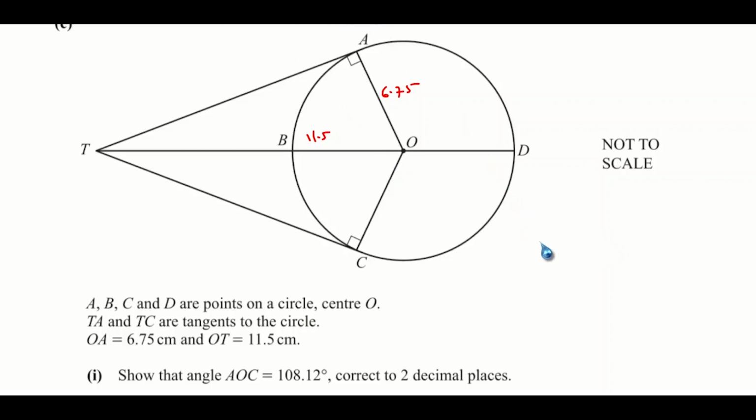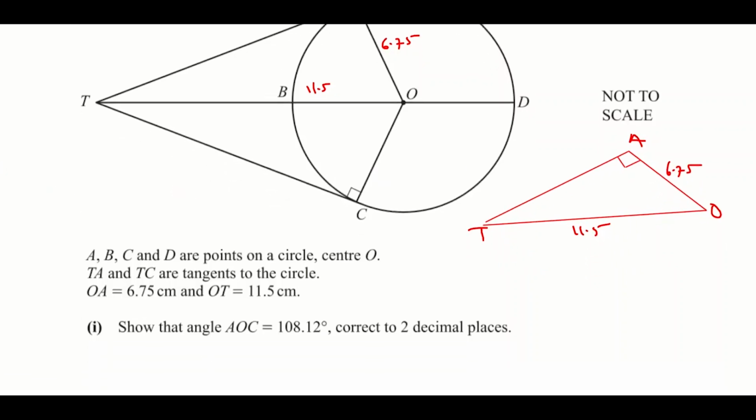Let's draw something here. Can have a straight line here like this, then this one here, and probably have this. Okay, that is the 90 degrees. So this is A, this is O, and this is T. So this will be 11.5 and this will be 6.75.